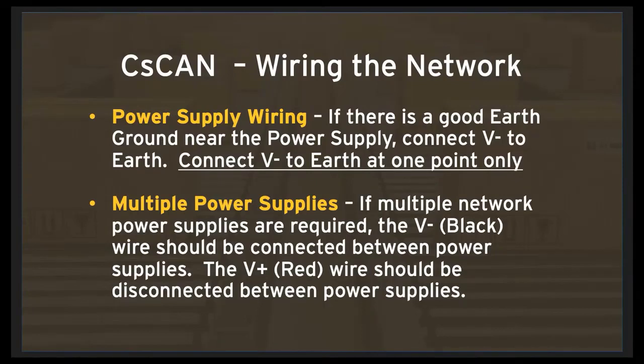So one power supply will be powering a particular segment of the network. Its V+ will be connected to all the nodes on that segment, and it'll be disconnected from any other nodes. Same thing for the other power supply. So that's another network wiring tip.